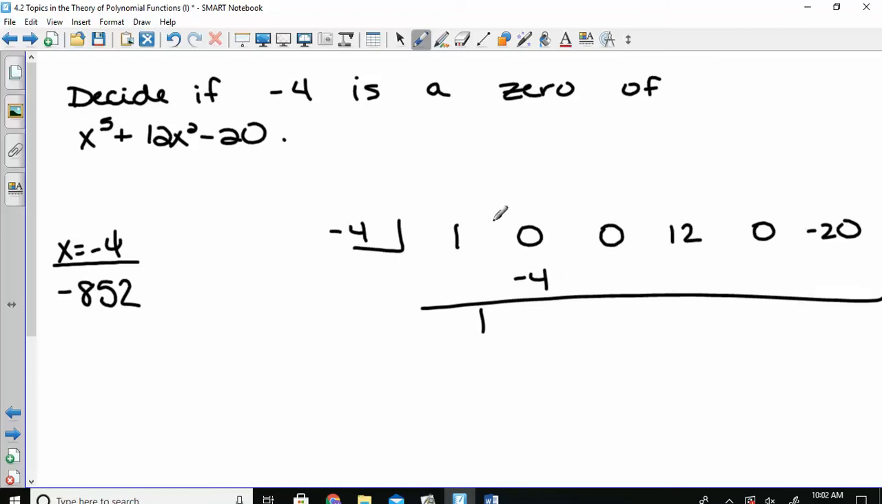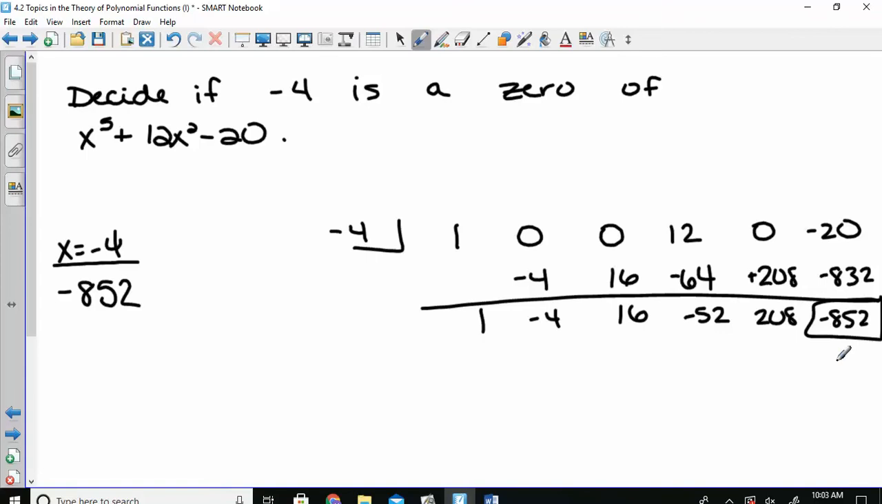And then we do our synthetic like usual. So the 1 comes down, multiply, get negative 4, add is negative 4. Multiply is 16, add is 16. Multiply negative 64, add negative 52. Multiply, so let's see, negative, or positive, sorry, 208. Multiply, so we get negative 832. Add and we get negative 852. So same thing, two different ways.